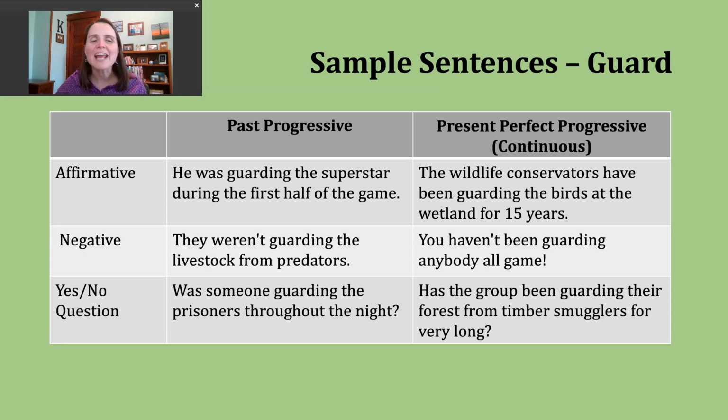Now let's move on and look at making a yes or no question in the present perfect progressive. To do this, again, we start with have or has, whichever form matches our subject. That subject comes next. Then the participle been, and then the ing form of the verb. Here's another example. Has the group been guarding their forest from timber smugglers for very long?